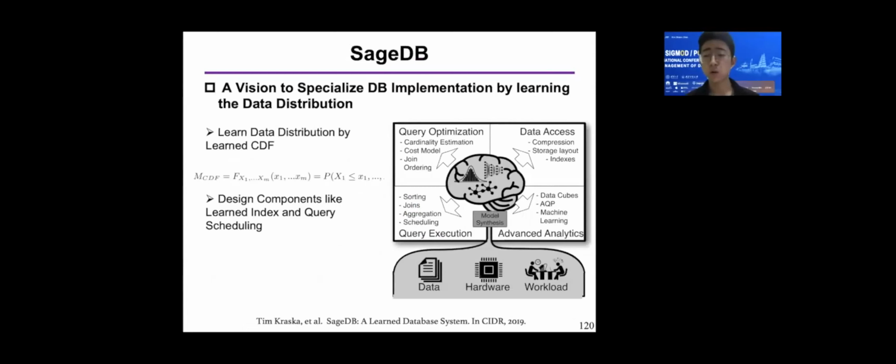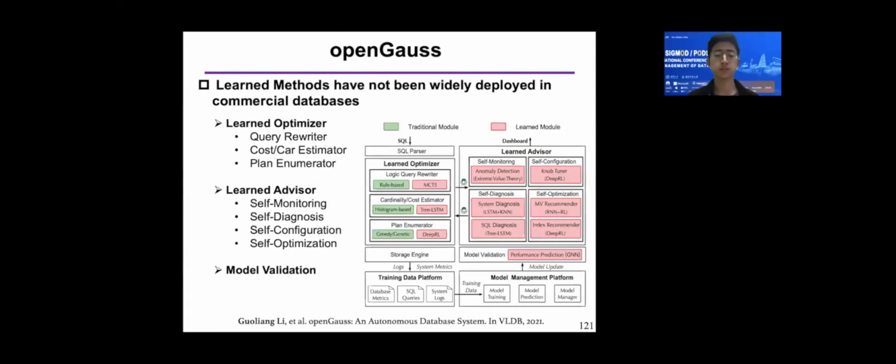And SageDB has also proposed a vision to specialize the database implementation by learning the data distribution, like learning the CDF models and designing the database components based on the expert knowledge and the CDF models, like the learned index, or the query scheduling, and other physical operator optimizations.